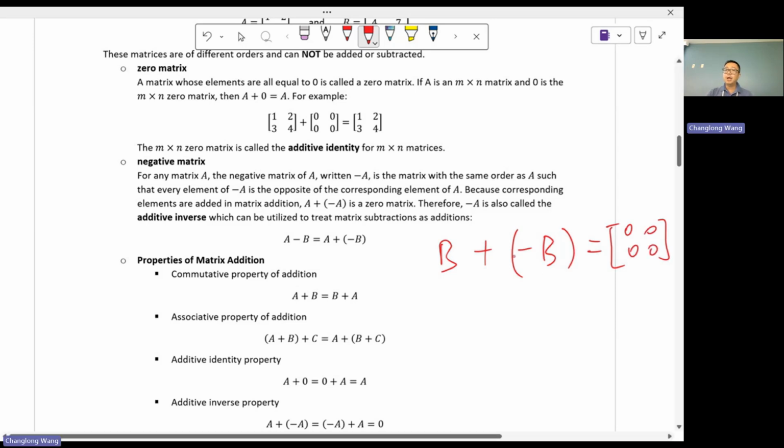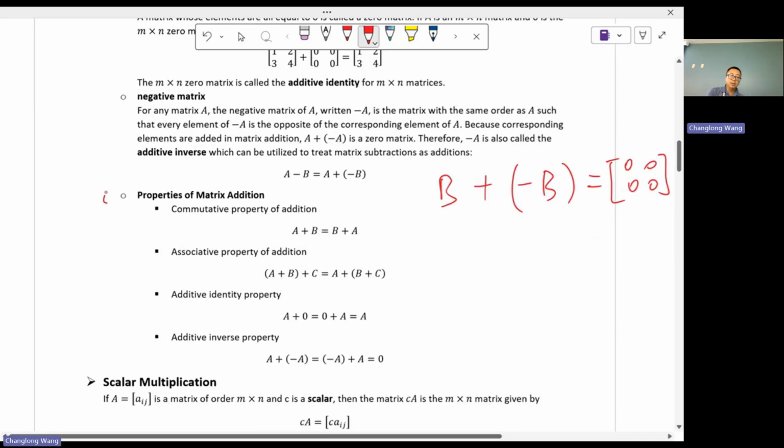Now, therefore, I think there are a lot more reasons for you to believe that negative B is negative. It is a negative matrix, because that's exactly what you expect from a negative thing, right? When you add negative B to B, what is the matrix? They annihilate each other, right? It gets you 0. There you go.